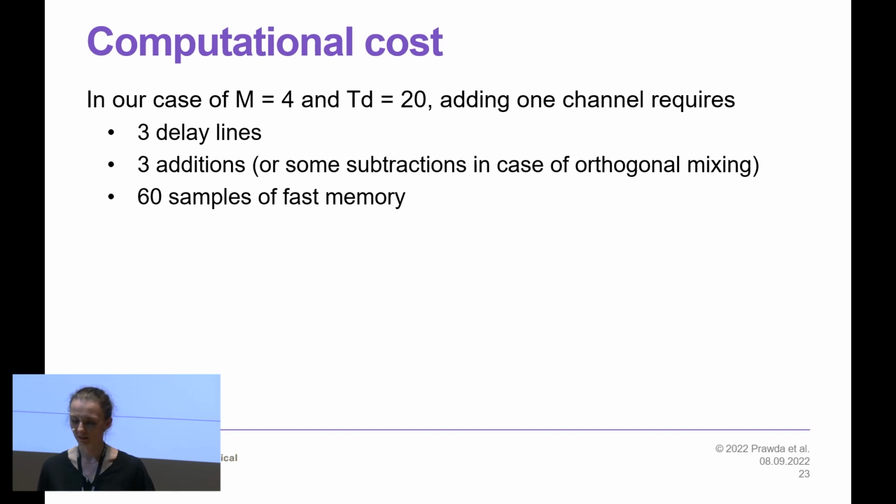So last but not least, computational cost. So it turns out that this method is actually quite cheap. For our case of 4 sequences and a TD of 20 samples, adding one channel requires only 3 very short delay lines, 3 additions or maybe some subtractions if you want to do the orthogonal mixing, and 60 samples of fast memory, which is quite cheap indeed.